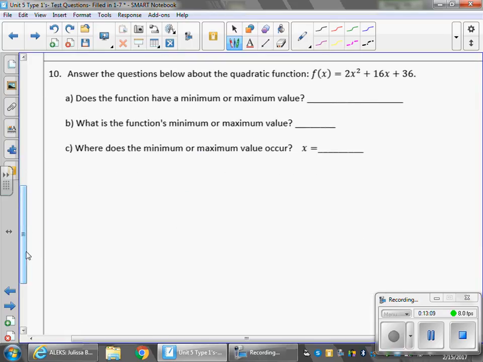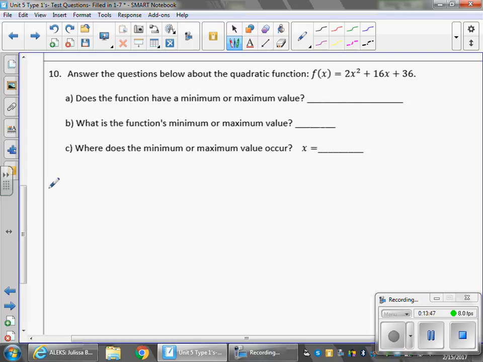So for number 10, we're going to analyze the function a little bit more. So we're given the function, and A asks, does it have a minimum or a maximum? You can tell that by the sign value of your leading coefficient. If A is positive, it opens up. That would be a minimum. If A is negative, it opens down. That would be a maximum. And if you want, instead of fitting this in such a small space, we do have plenty of space below.